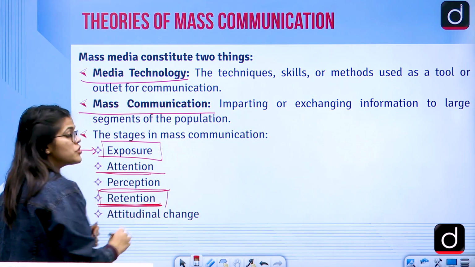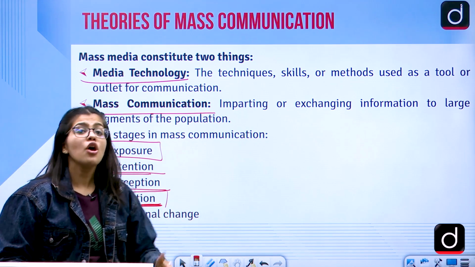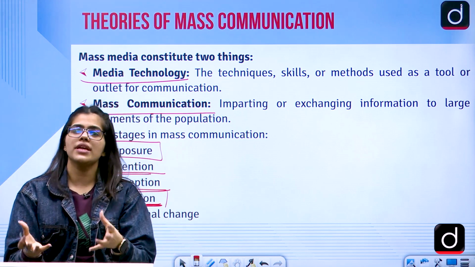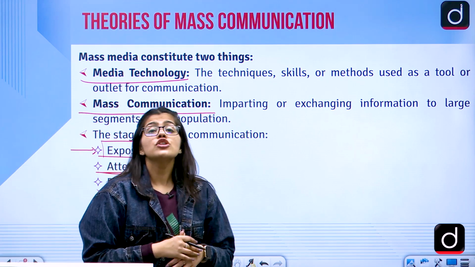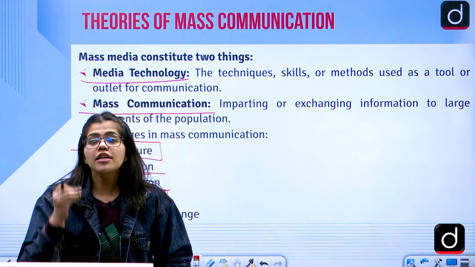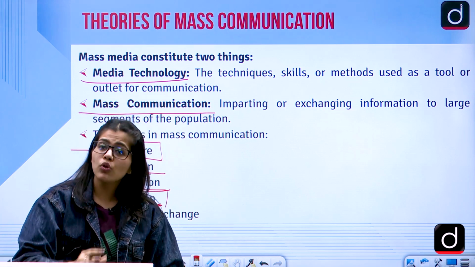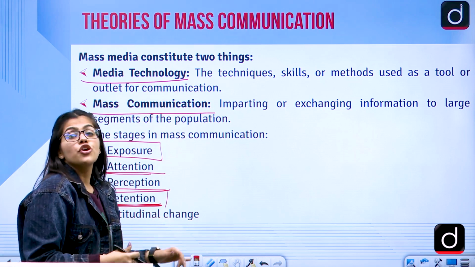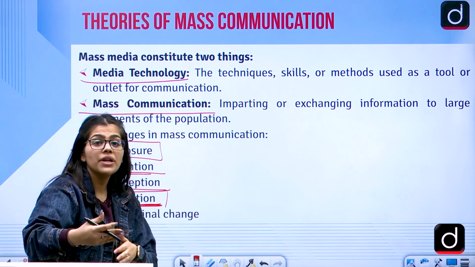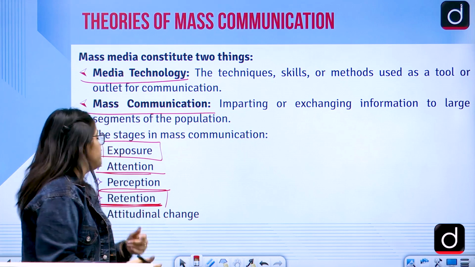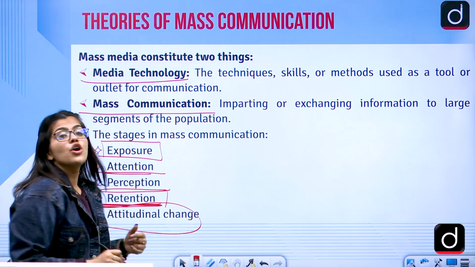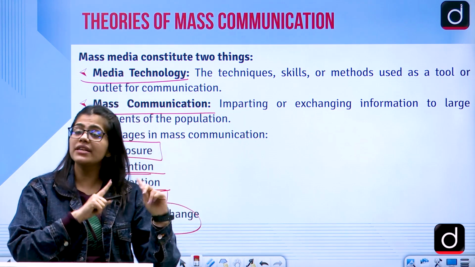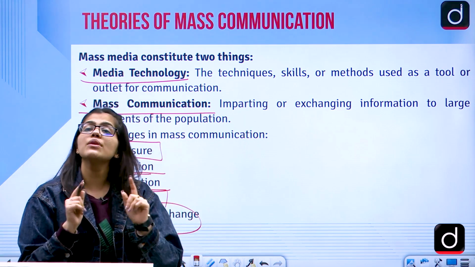Then you have retention. What is selective retention? Whatever you are looking at, the cluster of things and the cluster of knowledge that you will get, you cannot retain everything. In your working memory, you will try to retain only those things that are relevant and needed. So this is selective retention. You will retain the things which you feel are right. Then at the end, your attitude would be changed. This is something like an affective growth or an affective domain. Here your personality will change.